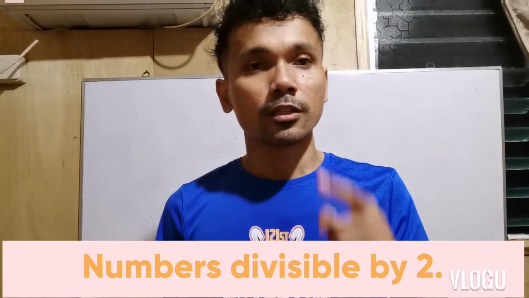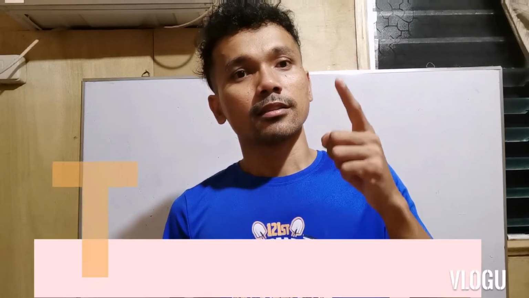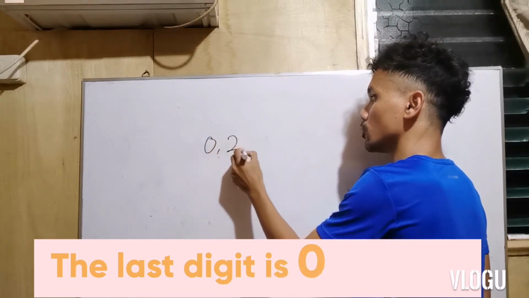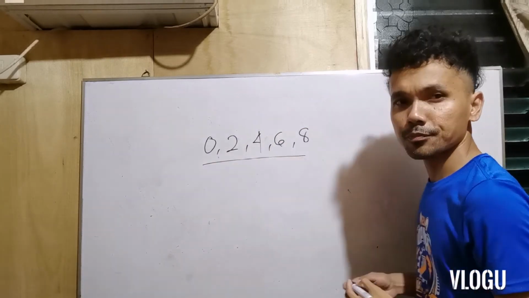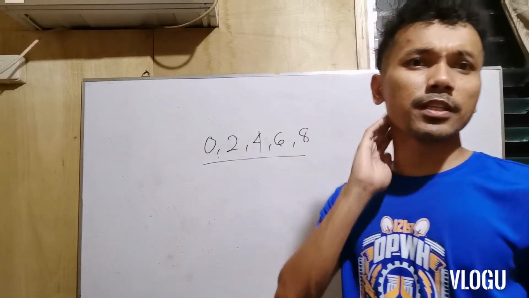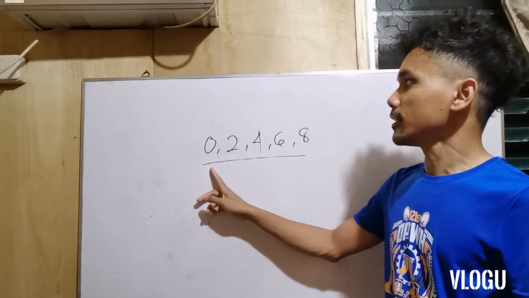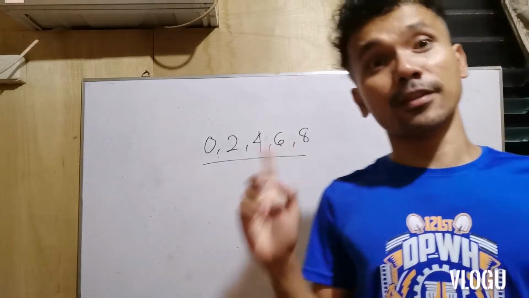Now, if you try to consider numbers divisible by 2, the rule to be considered is that the last digit of the number is 0, 2, 4, 6, or 8. Ito yon. Para ang isang number ay divisible by 2, ang last digit niya ay 0, 2, 4, 6, and 8. Meaning, these numbers are even numbers.